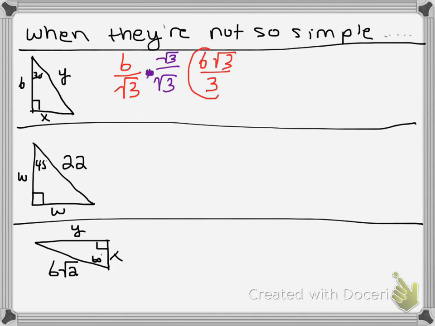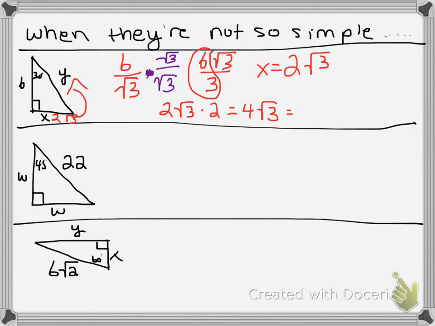Now I've got to simplify this by dividing the numbers outside of the square root or simplifying them. 6 over 3 is the same as 2 over 1, so I get that x is 2 square root 3. So I'll write that over here. Now I need to find my hypotenuse. In order to find that, I have to multiply my short leg times 2. So I have to do 2 square root 3 times 2. You multiply the outside numbers only, and you get 4 square root 3 for y.